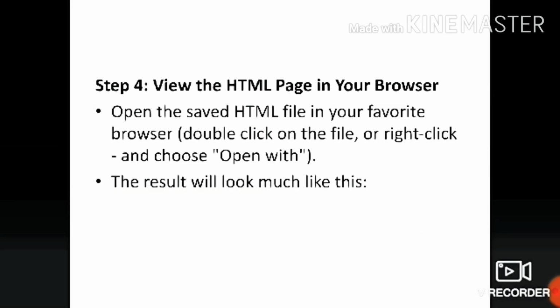Then next point is to view the HTML page in your browser. You have to show your HTML page in a browser like this. Open the saved HTML file in your favorite browser, or double click on the file, or right click and choose the open with option. The result will look much like this.